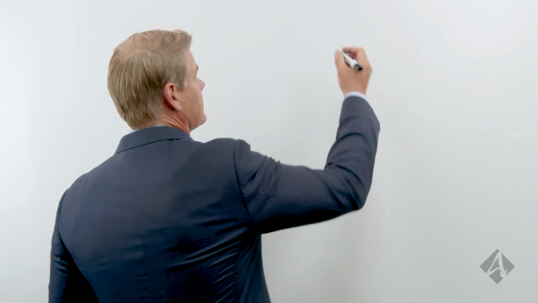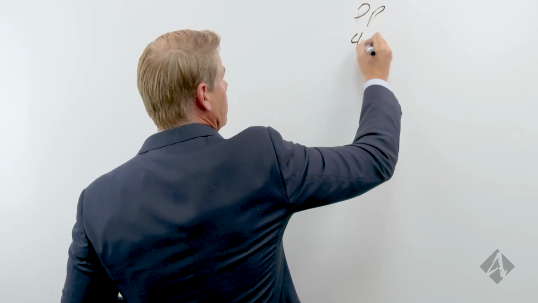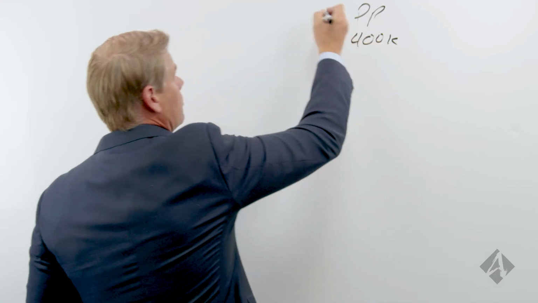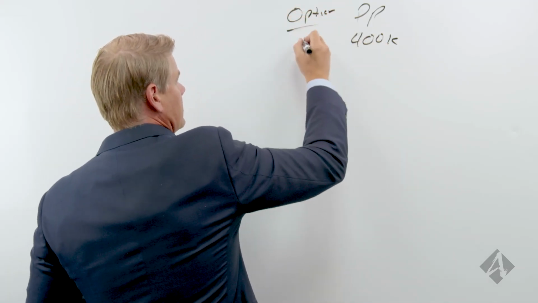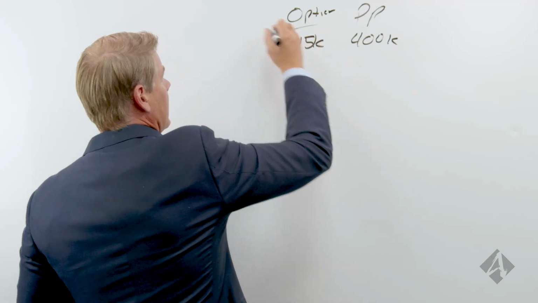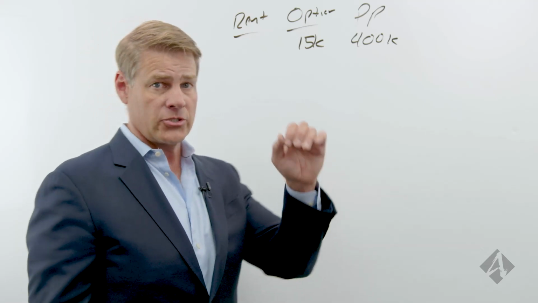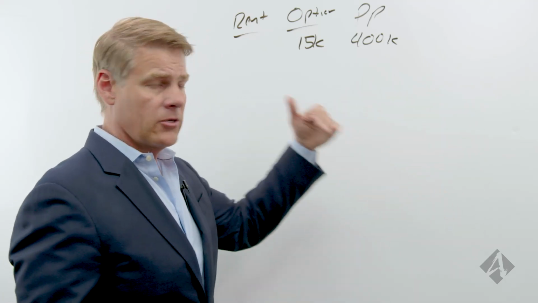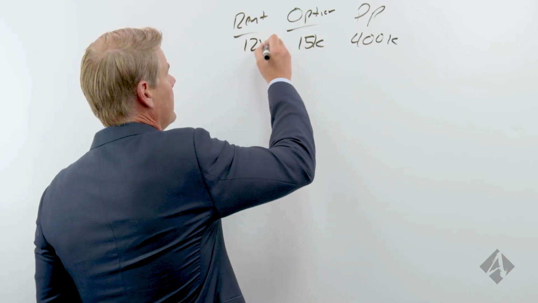Now, the elements to that. When you enter into a lease option, you have the purchase price, which we'll call $400K. You have the option money, which in my example is $15,000. And then you have the rent, because there are two parts to this: there's a purchase in the future, and there's the current lease that's going on. So the rent is $12K a year.